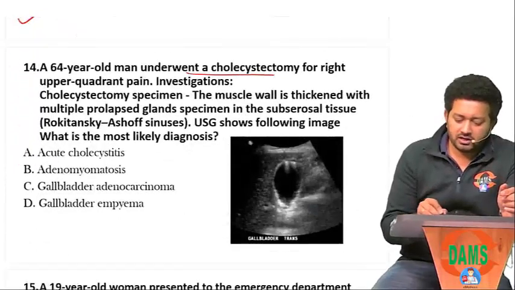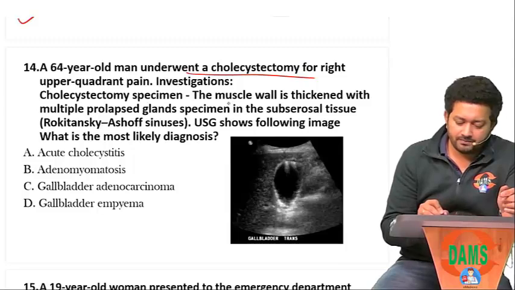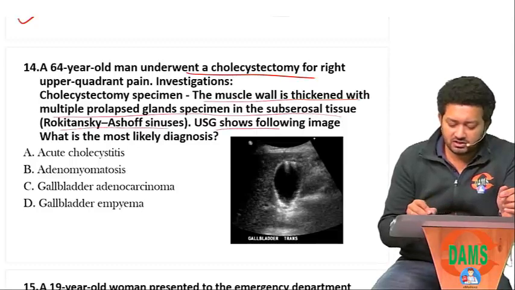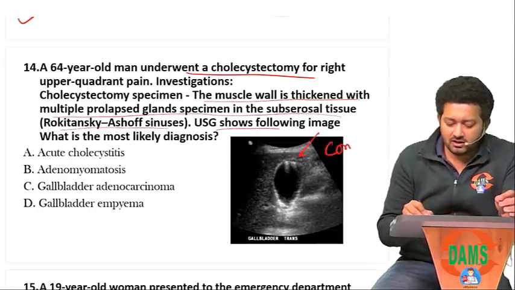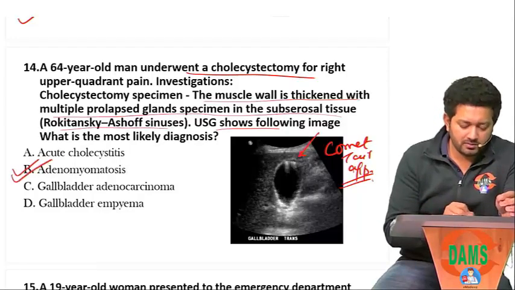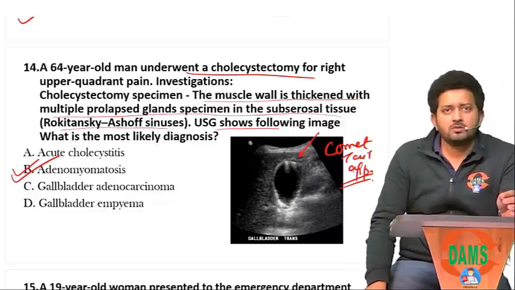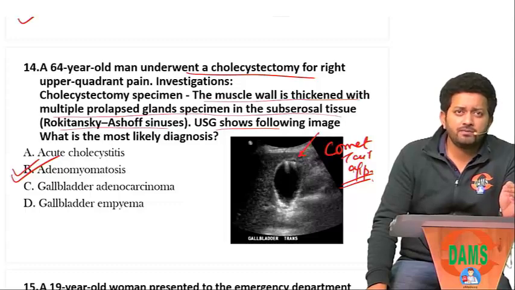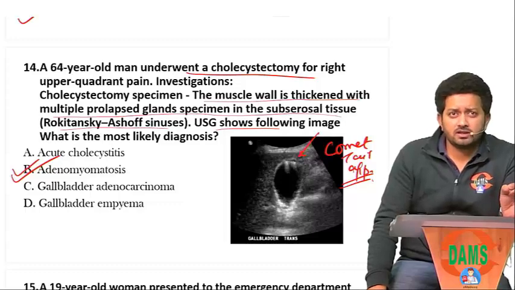Next question, after cholecystectomy, the specimen shows thickened wall with prolapsed glands in subserosal tissue. USG shows a very classical comet tail appearance, which is seen in adenomyomatosis. Adenomyomatosis, this comet tail appearance is seen. It is not a pre-malignant condition. Okay, so you don't have to worry anything about this.